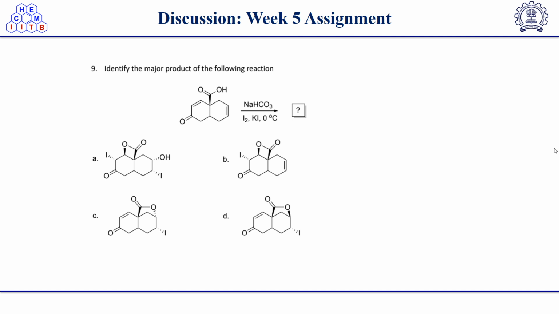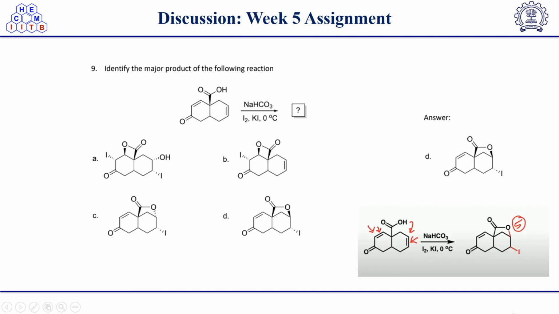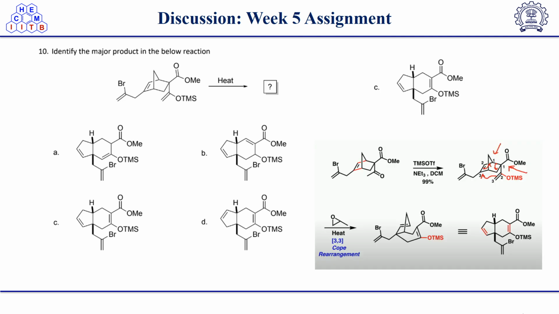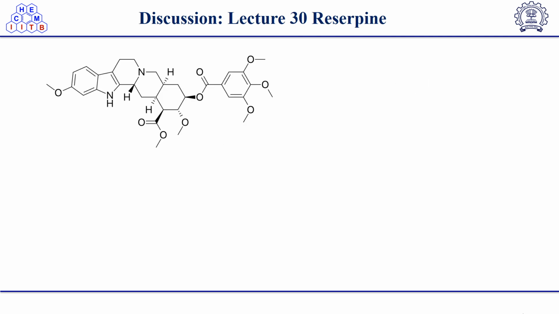Then the ninth question was about iodolactonization and how this selectivity is going, resulting in the formation of a 5-membered ring rather than a 4-membered ring. Then we saw this 3,3 sigmatropic rearrangement, that is Cope rearrangement, to get this corresponding option C as the major product. Now we will move towards our discussion on the week 6 lectures.